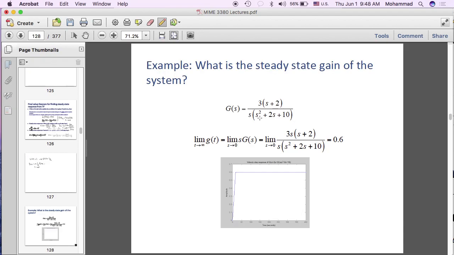So this is another example. If g of s is 3 times s plus 2 over s times s squared plus 2s plus 10. What order system is this, by the way? What is the order of the system? It's a third order system. Very good. So let's say we want to find g of t when in steady state. What you need to do is pre-multiply this by s and let s go to 0. If you multiply this by s and let s go to 0, you find 0.6 as the value of g of t.